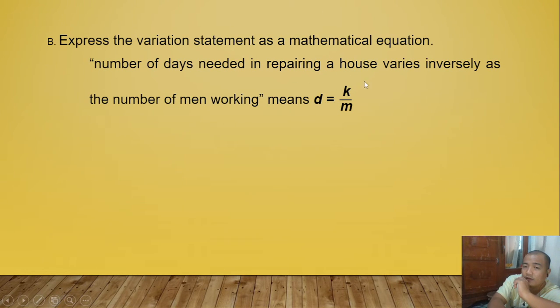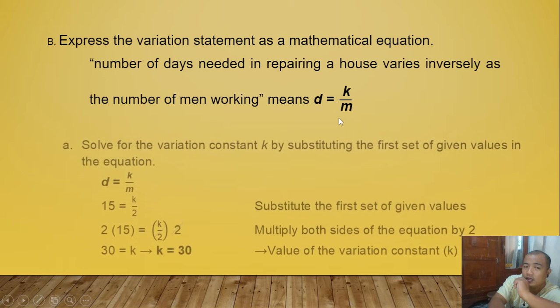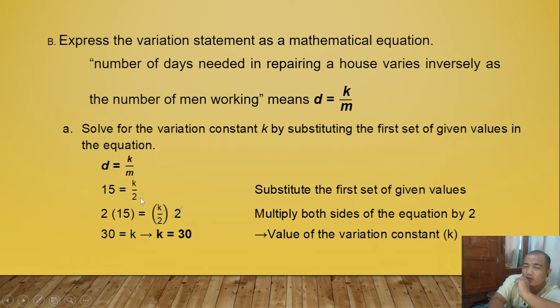Then let us now solve for K. Substitute D by 15, M by 2. And to solve for K, just multiply D by M. 15 times 2 is 30. That's a shortcut. D times M, or 15 times 2, is 30.